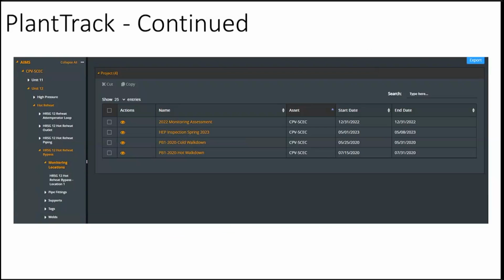So I have it broken up. You can set this up any way you want. You can talk with the Structural Integrity developers about how you want this set up. So you can see we have it separated: unit 11, unit 12, high pressure, hot reheat, then there's cold reheat too. You can see in our projects, we've had a 2022 monitoring assessment, HEP inspection in 2023, a cold walk down and a hot walk down. So all the data is right there.